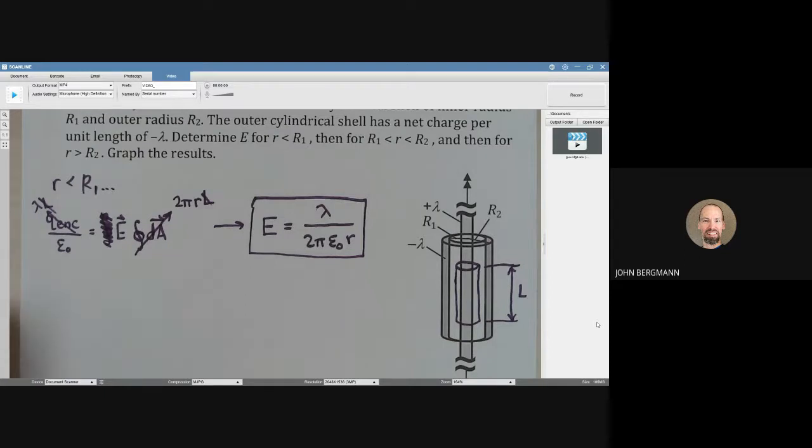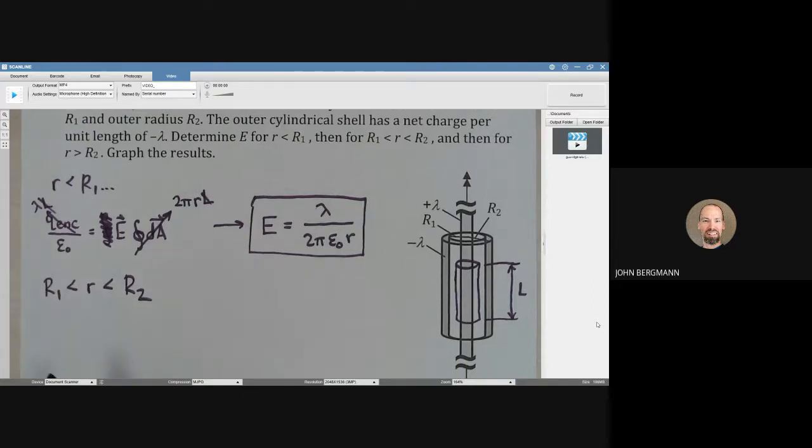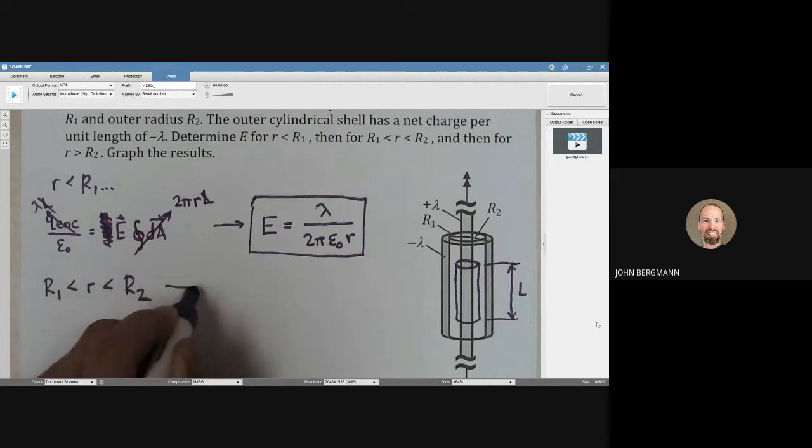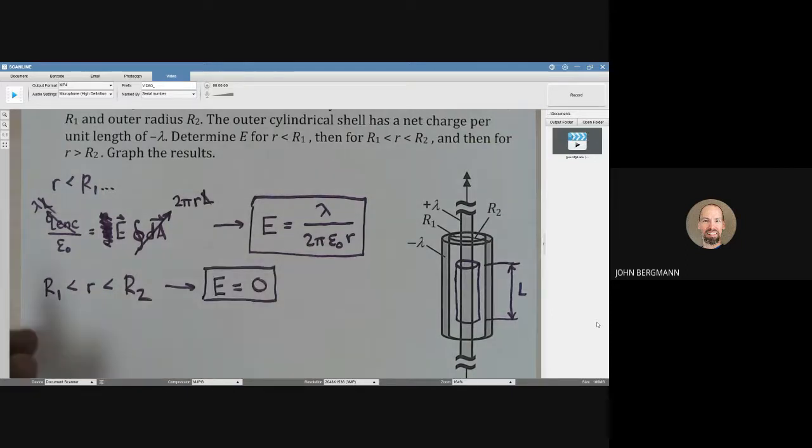All right, well, what about for when we are within the metal cylinder? Well, anytime you're in the interior of a metal that's in electrostatic equilibrium, the electric field is equal to 0, always. So that was an easy one.